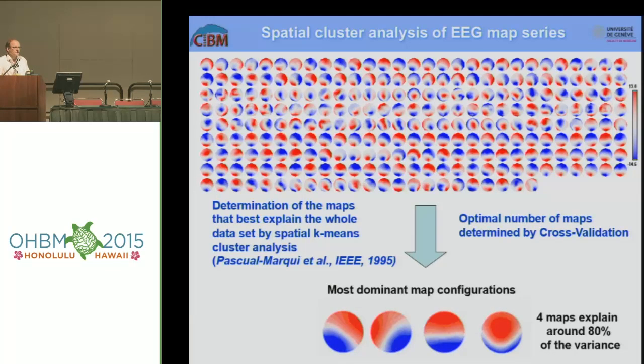And what we have shown, many groups have shown across time, is that most often we end up with four maps, four main configurations that explain around 70 to 80% of the variance in your data. Each of you, if I record a spontaneous EEG from each of you now here in this room and I ask you to close your eyes, most of you will produce these four maps, and these four maps will explain about 40% of your variance.